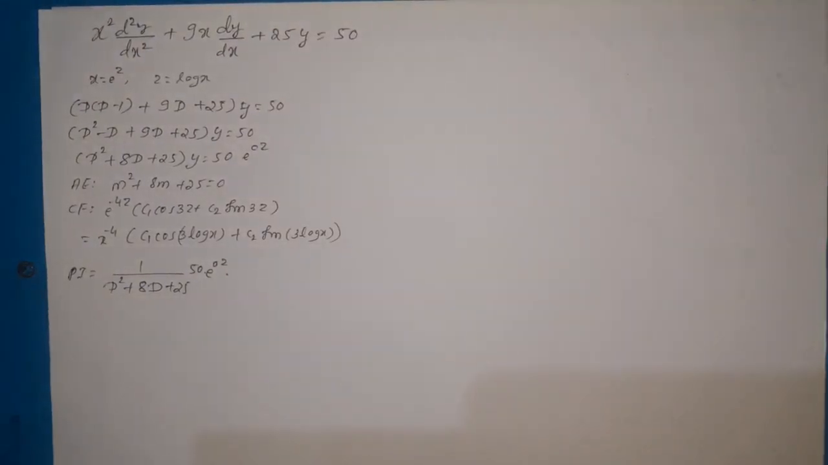So in this class, let us discuss some more examples on homogeneous equations. To solve the homogeneous equation, we need to substitute x equal to e power z, z equal to log x, and x square d square y by dx square equal to D into D minus 1, and x into dy by dx equal to D, x cube d cube y by dx cube is D into D minus 1 into D minus 2, and so on.